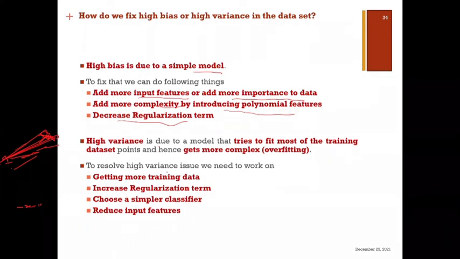However, when you have high variance, which is due to a model that tries to fit most of the training data points and hence gets more complex, that is overfitting. High variance is overtraining, memorizing the data points rather than understanding the concepts of the data set. To resolve high variance, which is overfitting, what do you do? Get more training samples.